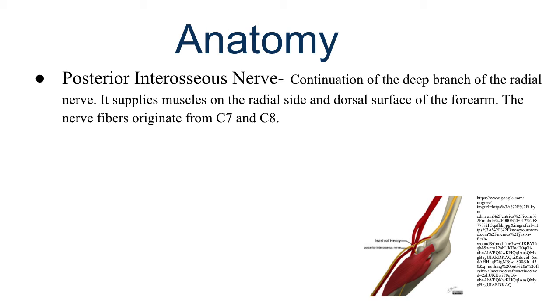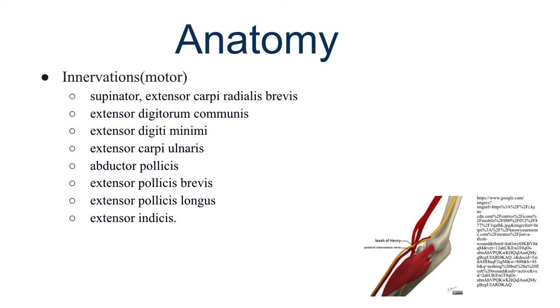Quite a few motor innervations as well. Has a lot to do with the forearm. A lot of extensors, a lot of supinators and extenders. And no sensory innervations, though, as well as no cutaneous sensory innervations.